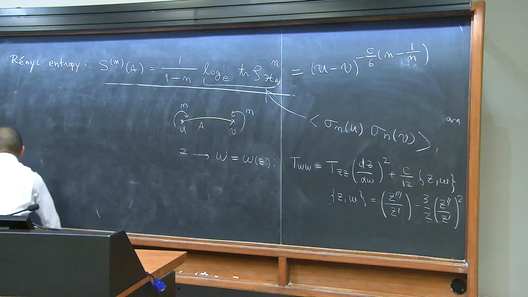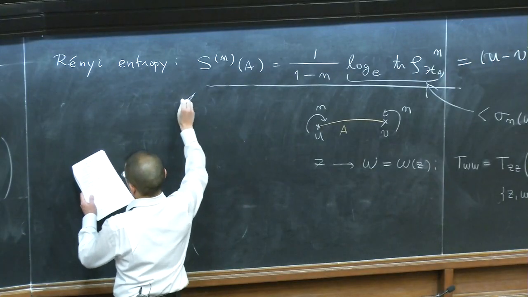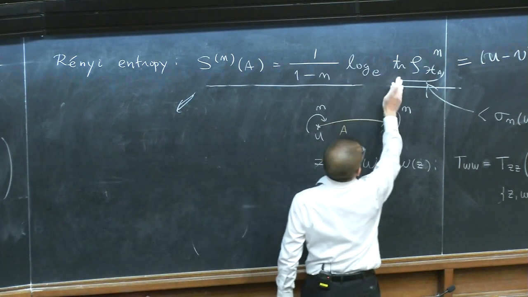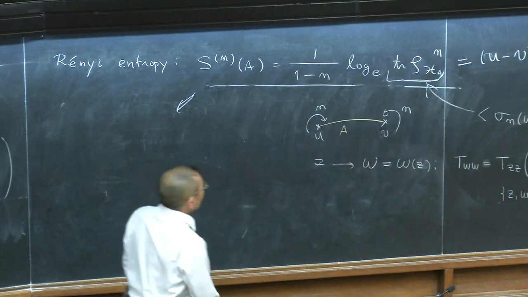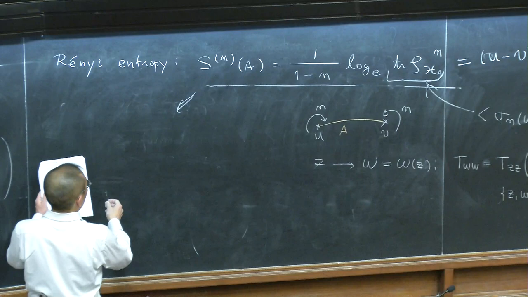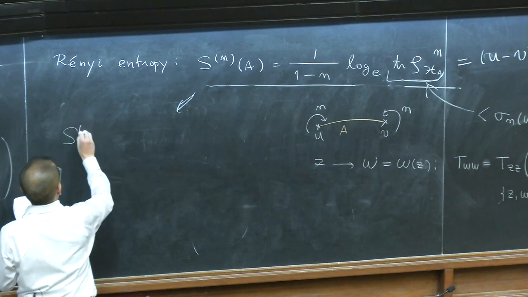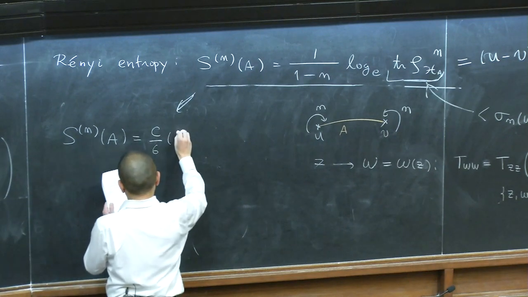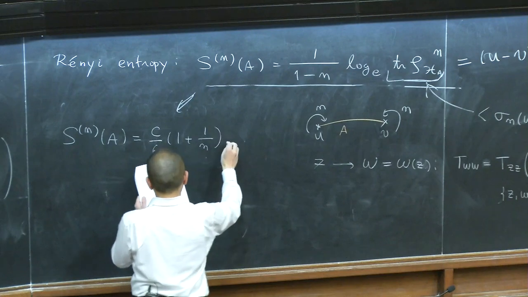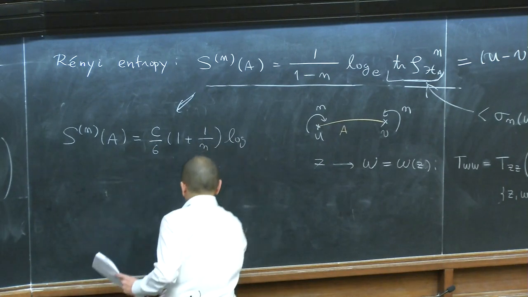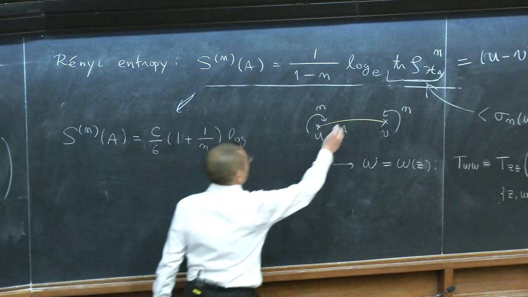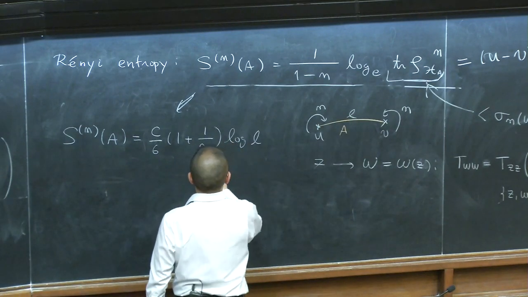And then if you take the limit, so I'm sorry, this is actually this part. And then if I take log and multiply by 1 over 1 minus n, then the Rényi entropy is obtained as c over 6, 1 plus 1 over n times log of distance. So let's call the length of this small l. So this is small l. Then you have log l plus some constant.